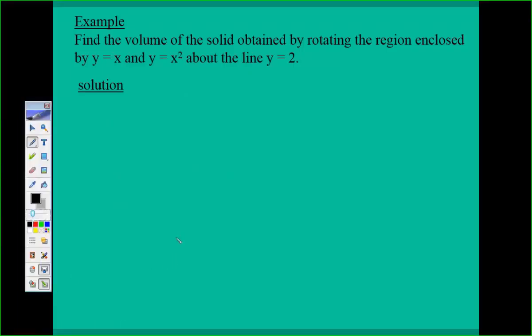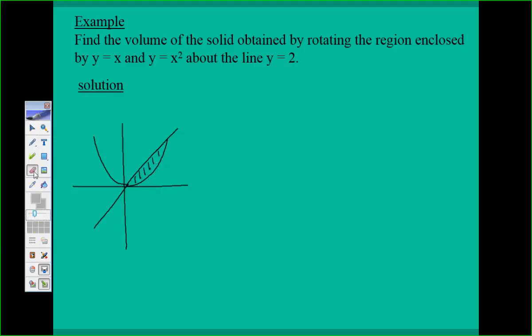For this problem, we're going to find the volume of the solid obtained by rotating the region enclosed by y equals x squared about the line y equals 2. Let's draw a picture of this region that we're rotating. Now y equals x, that's a straight line through the origin, and y equals x squared is a parabola. The intersection you can see is right in here.